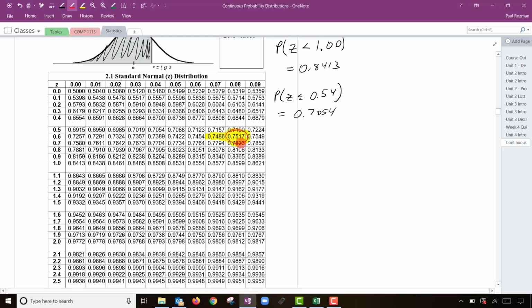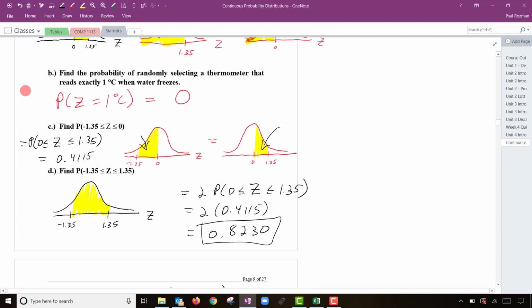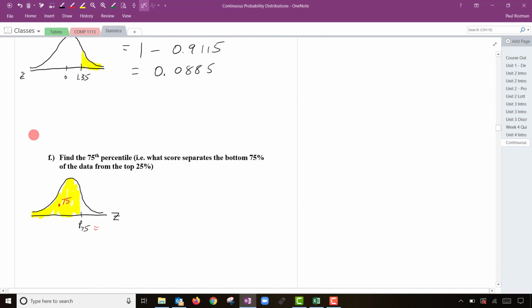What value is associated with that? 0.68. So the spot on the x-axis that goes with 75% is 0.68. P75 in this case is 0.68. And this one has units because our original data had units.